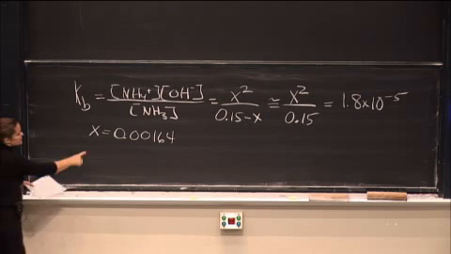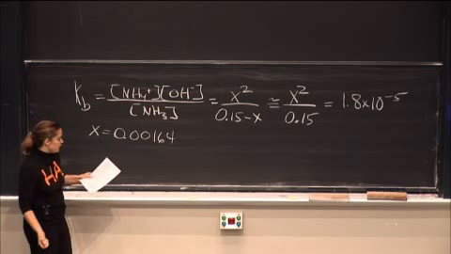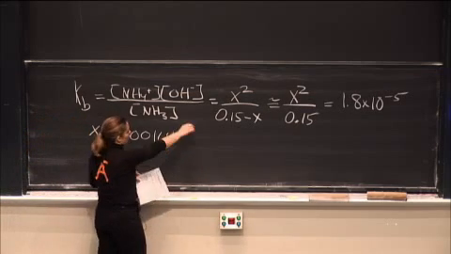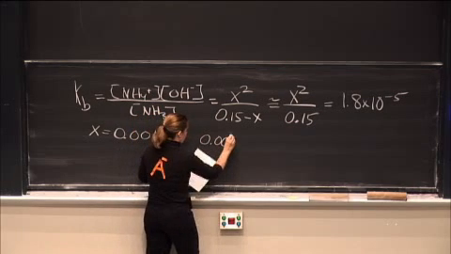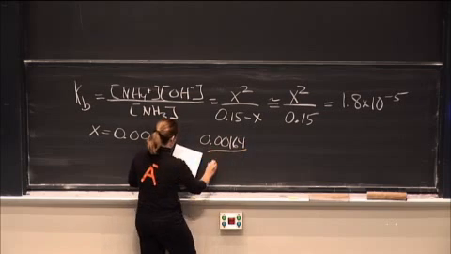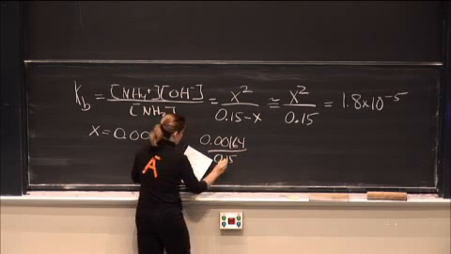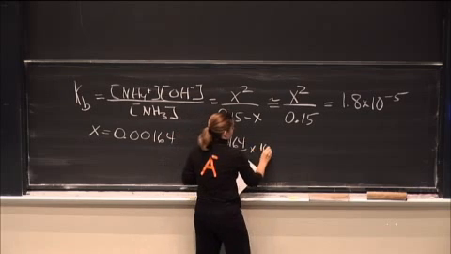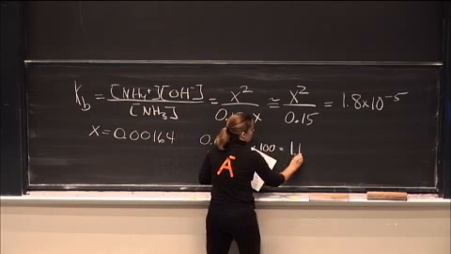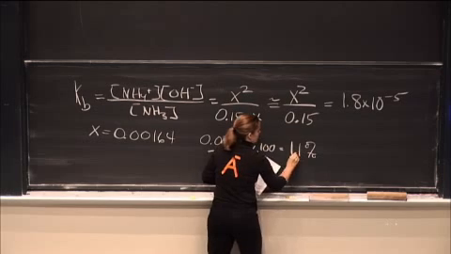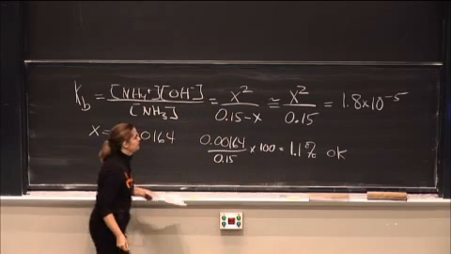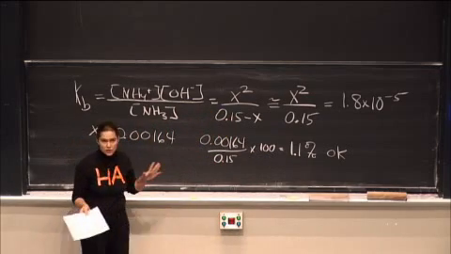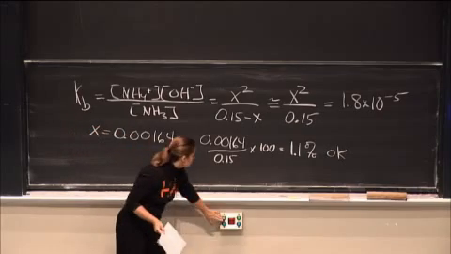And we can look at whether that approximation was OK. Is this number less than 5% of 0.15? So we can say 0.00164 over 0.15 times 100, and that comes out to be 1.1%. So that's OK. That's less than 5%, so that's good. We don't have to use the quadratic equation here.